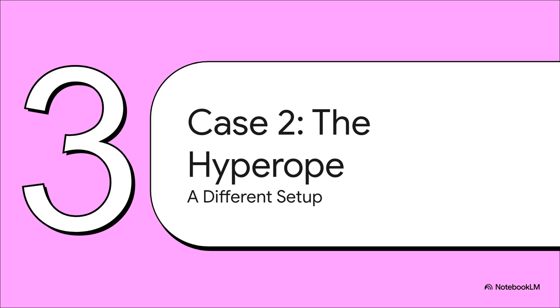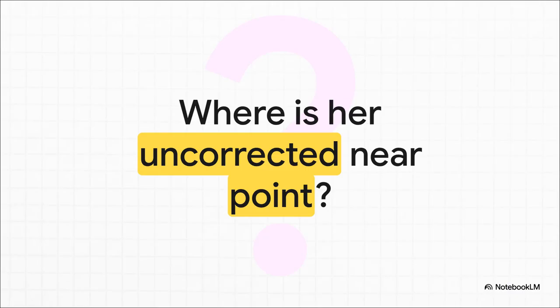All right, Section 3, Case 2, the hyperope. This one introduces a truly fascinating physiological deficit. Let's consider a totally different patient. She's a +5 diopter hyperope. Her far point is theoretically floating in space 20 centimeters behind her cornea. Now here is where residents routinely get tripped up on oral boards. Where is her uncorrected near point? How does she use her 6 diopters of natural accommodation just to function in her daily life?